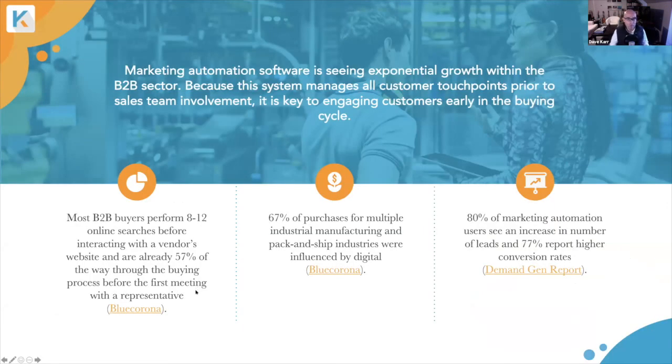So I talked a little bit about marketing automation, just to reiterate, quite exponential growth within the industrial and the B2B sector. The ways that can help, most B2B buyers, as I mentioned, are doing a lot of their own research. They're performing 8 to 12 online searches. And I think this is even an older statistic. It says here 57%. We now know that that's closer to 70, that they have gone through their buying process before they engage.